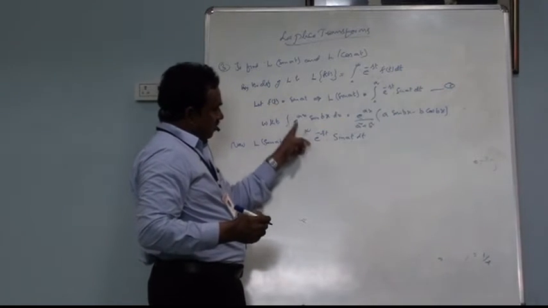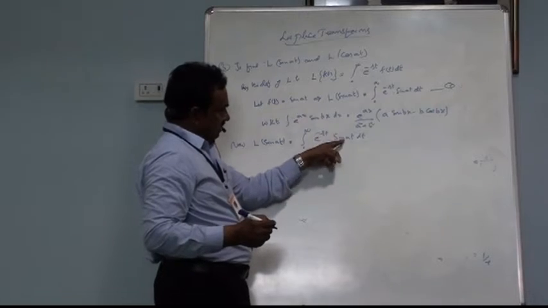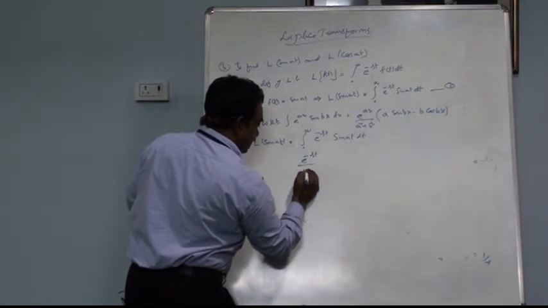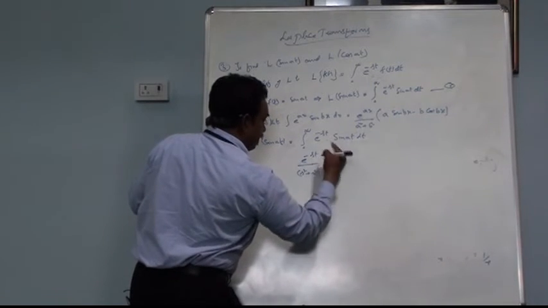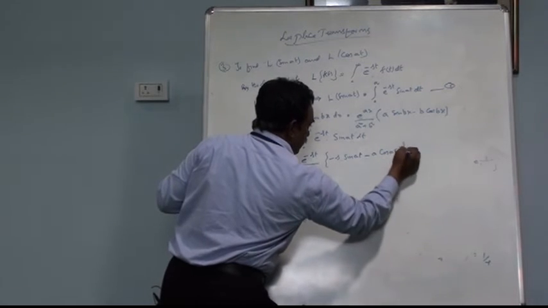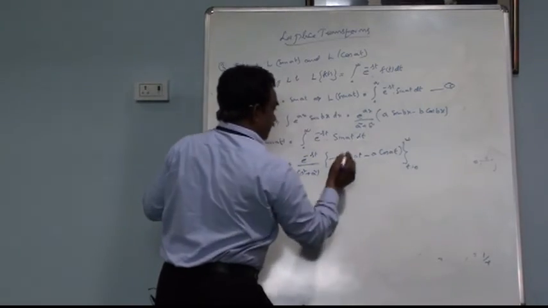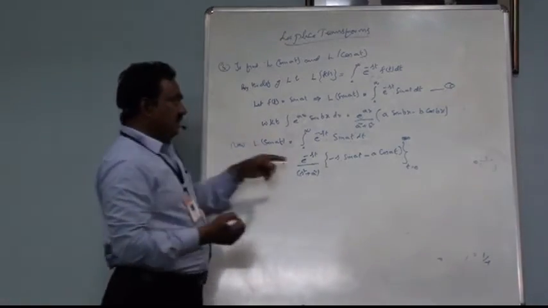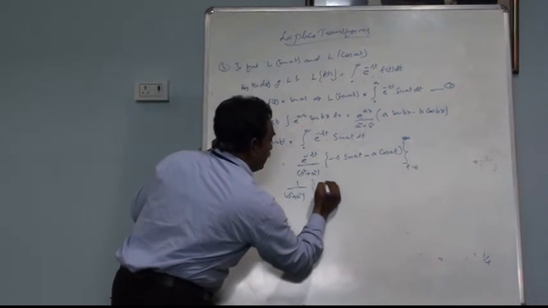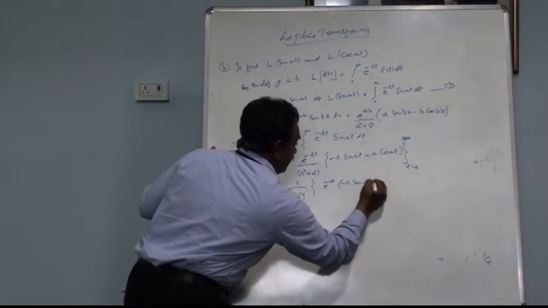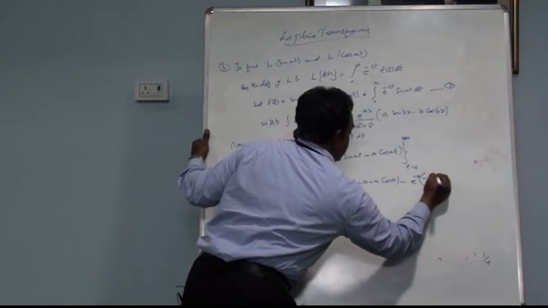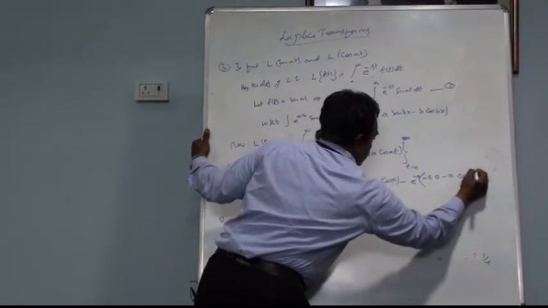Now here we compare this one and this one. Both are the same. Here minus st is there, here ax is there, sin is there. You compare this and use this formula. You can write e power minus st by minus s square, minus s square means s square plus a square, into minus s into sin at minus a into cos at, with limits from t equal to 0 to infinity. Now if you substitute the limits 0 to infinity, here you will get 1 by s square plus a square, e power minus infinity, minus s sin infinity minus a cos infinity, minus the value at the lower limit: e power minus 0 into minus s into sin 0 minus a into cos 0.